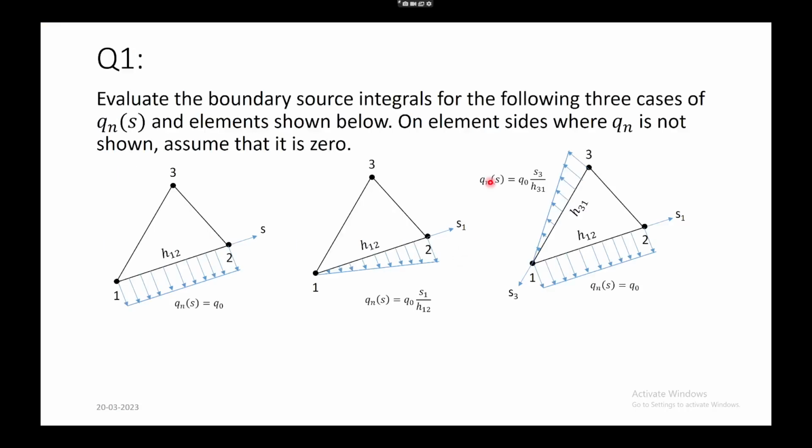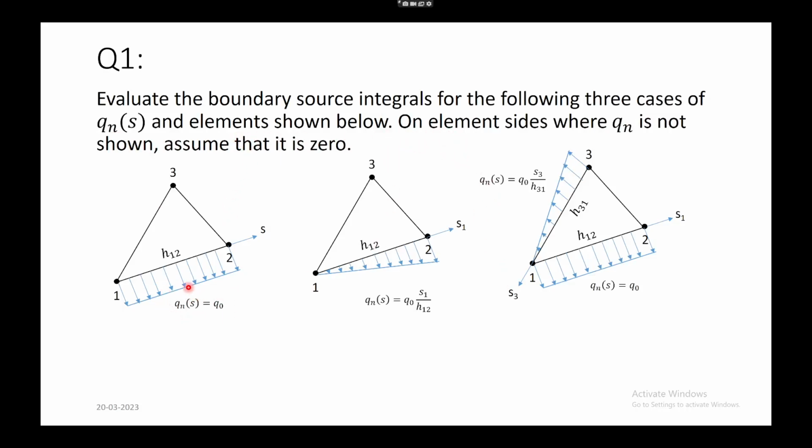Okay. So this is the first question. We have three cases. In each case we have a linear triangular element, which means three nodes and three sides, and we have three cases of application of the boundary source. What we have to do is evaluate the boundary source integrals for the following three cases of Qn given, for the elements shown below.